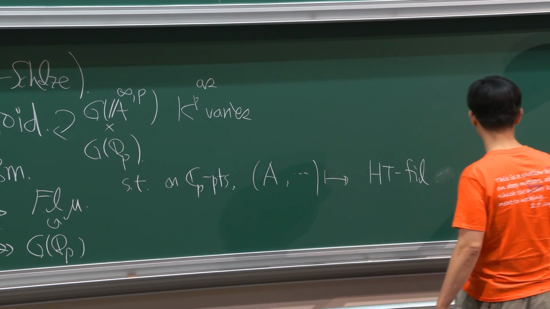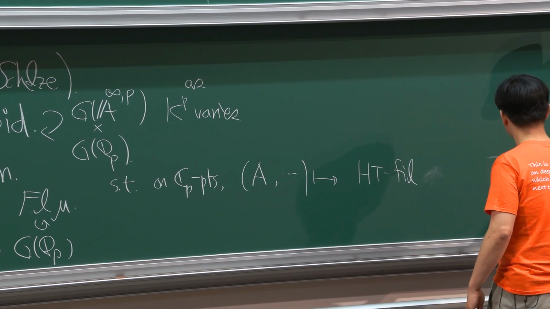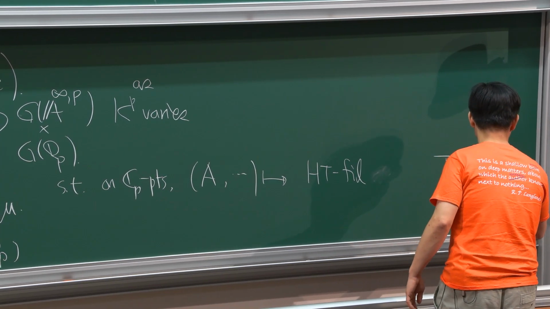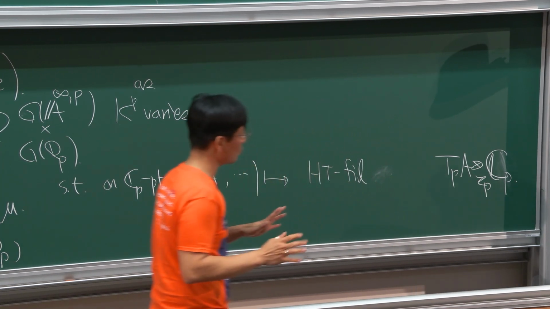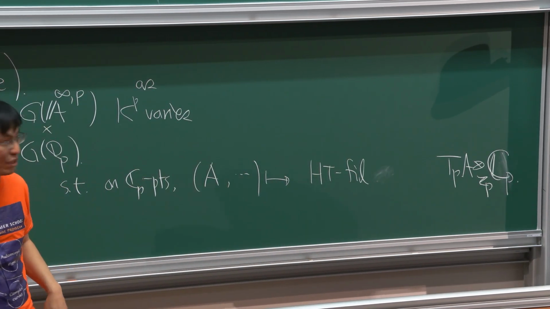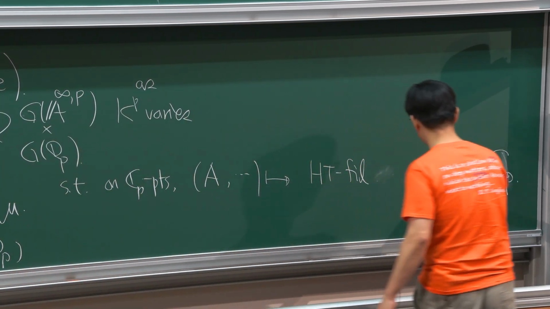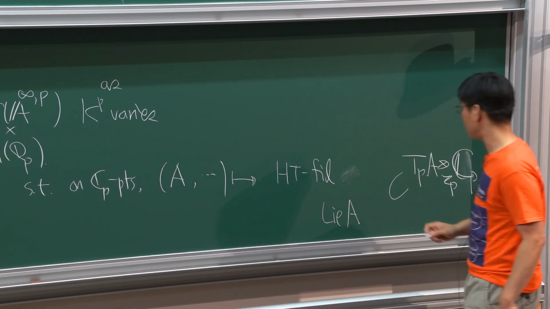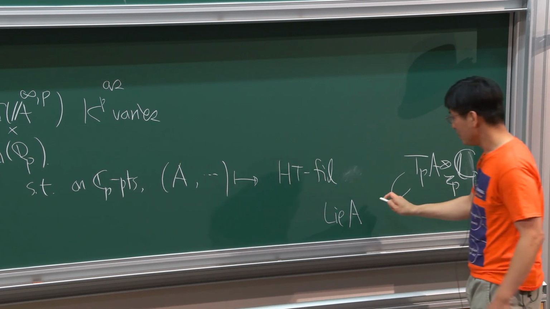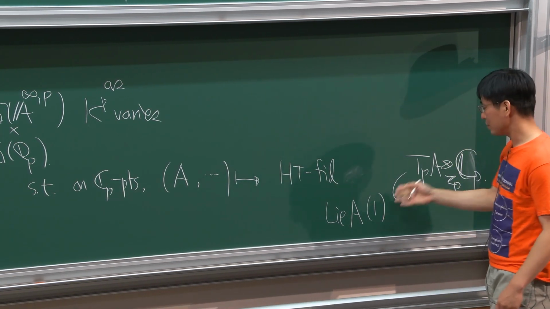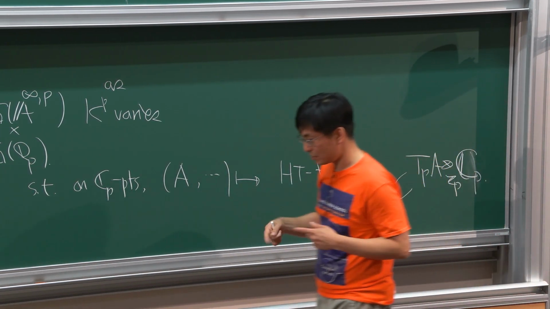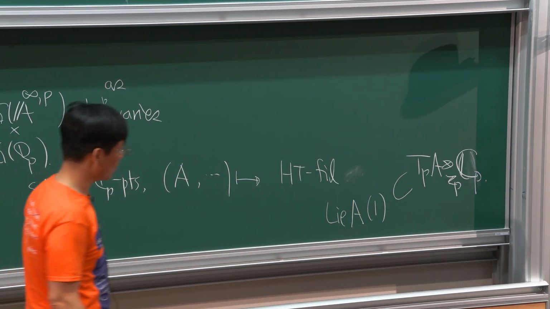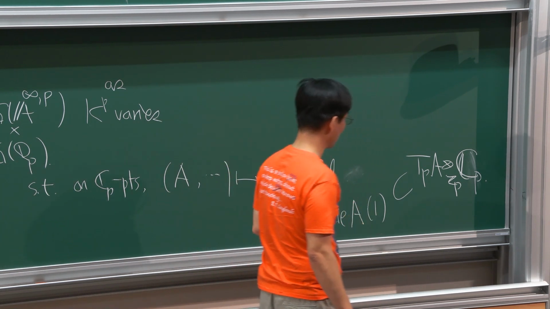So what is the Hodge-Tate filtration? Well, you take the p-adic Tate module and then tensor up to C_p, and then there is a distinguished subspace given by the Lie algebra of A. But then you need to twist the coefficient by choosing some p-power roots of unity. So that's what I call by 1.